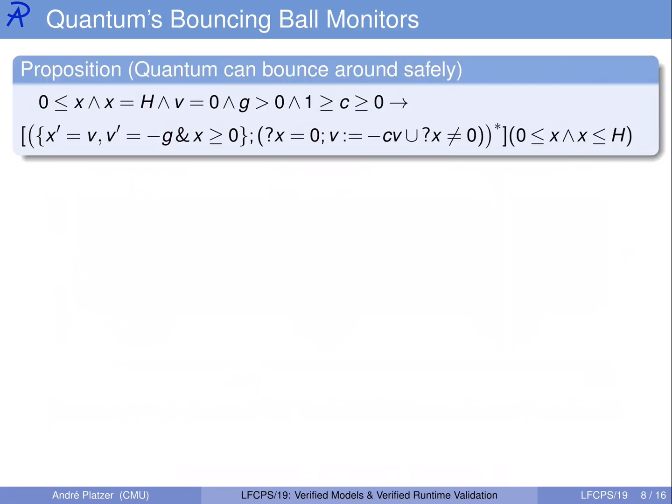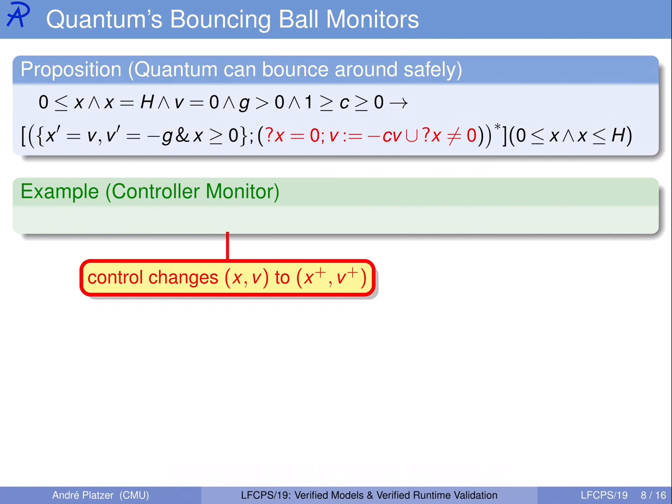Let's do so by looking back at our familiar bouncing ball model for Quantum the bouncing ball, who proved that he can bounce around safely. There's this model from lecture 7. So if you want to monitor this model, there's multiple parts to it, differential equation and control. Let's first only worry about the control and monitor the control behavior. The controller will go from old position and velocity to new position and velocity, and we'll have to develop a logical formula that tells us which change from old data to new data is compatible with what this controller said.